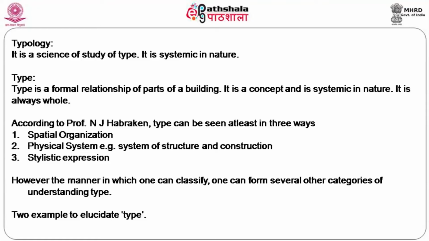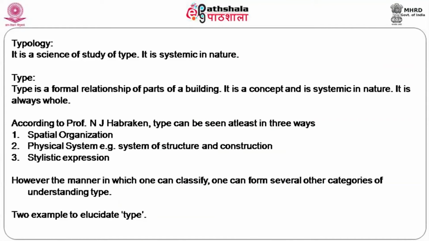Now, in a very simple way, Professor Anjay Habrakan has talked about at least three ways to define type or understand type. However, here I want to say that there could be many other ways to define it. It would be based on the manner in which you want to classify it. For example, if you want to classify it on the basis of the geometry of the space, then in an urban setup you will have different kinds of spaces. If you want to classify in the manner in which there is a geometry of the city, I did discuss in my earlier presentation the shape of the city.